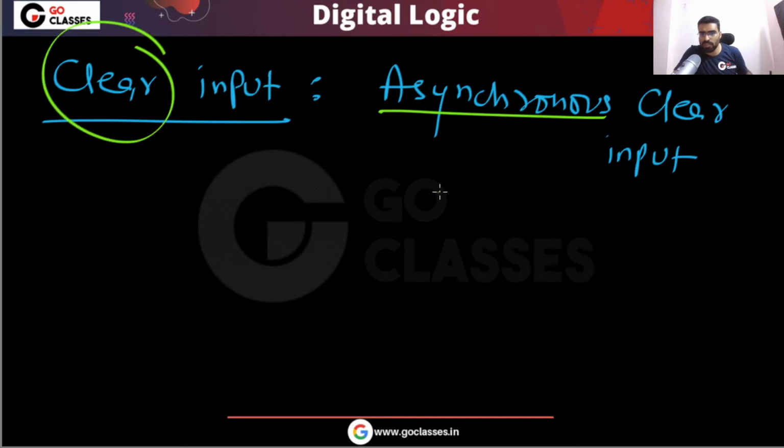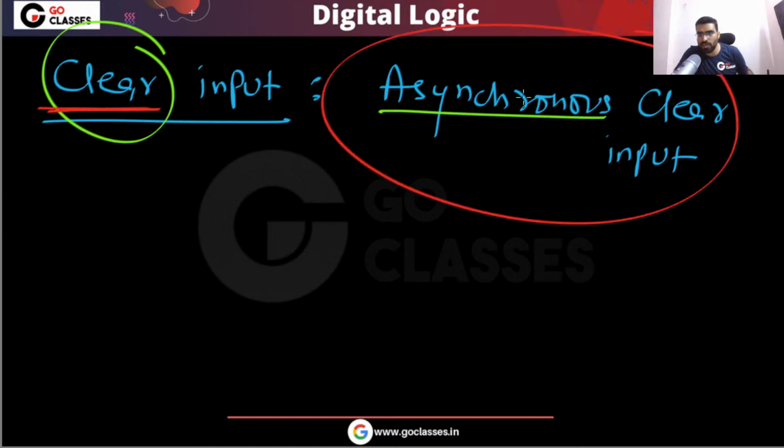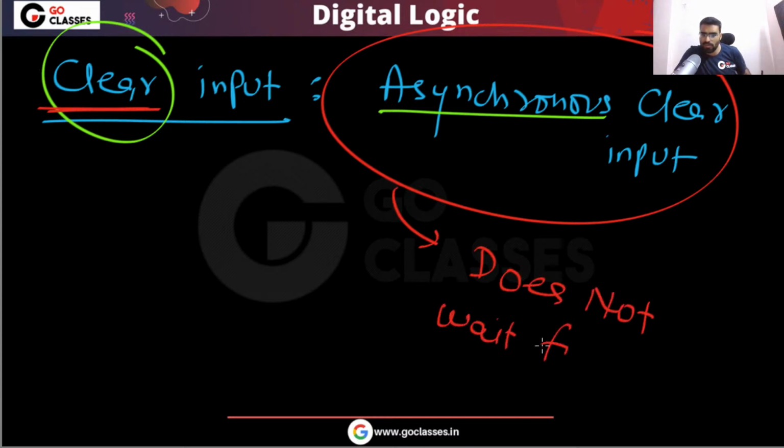So this clear input is asynchronous. It simply means it does not wait for the clock edge. It will do its work immediately. It will not wait for the clock.